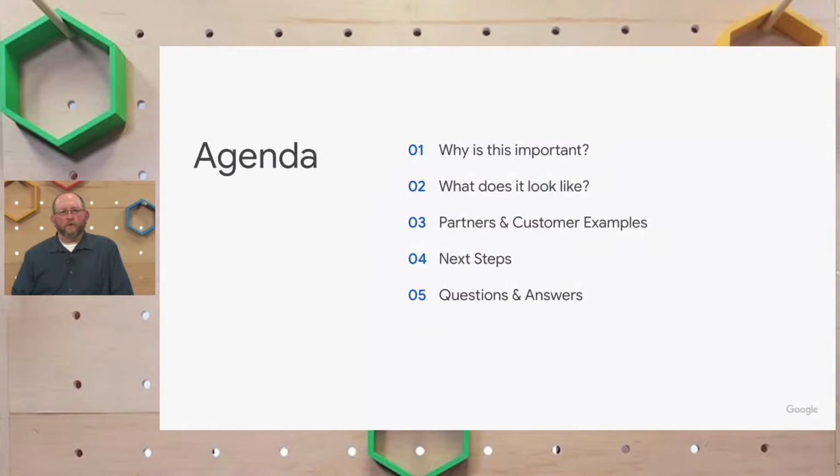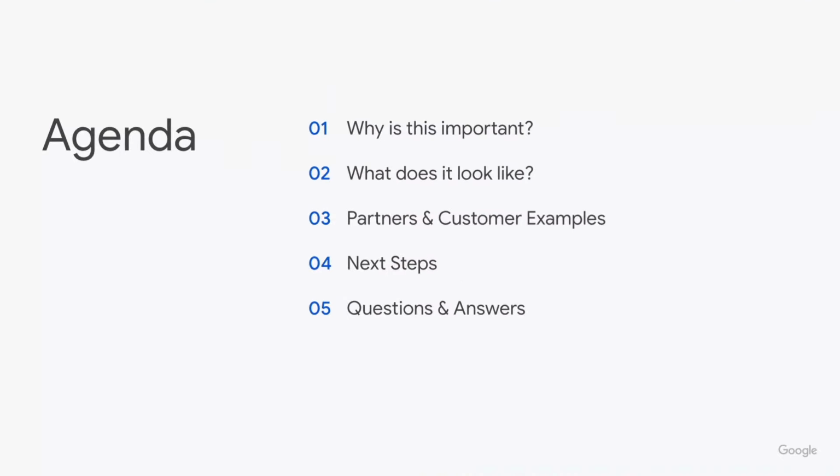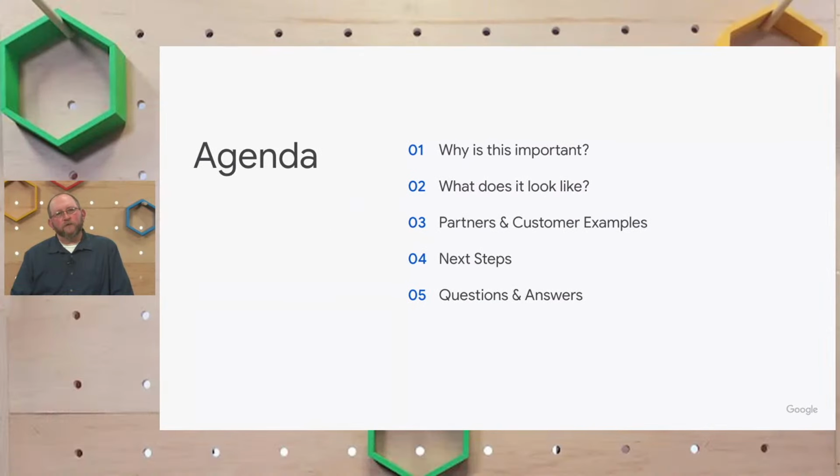So what are we going to talk about today? Well, first we're going to talk a little bit about why it's important, why this presentation is actually going to be meaningful for you. Then we'll talk a little bit about what this looks like when you actually roll it out, some examples of partners and customers who have actually done this, what your next steps might be, and then we'll have time at the end for Q&A. So if you have questions as we go through the presentation, please just put them in the chat.